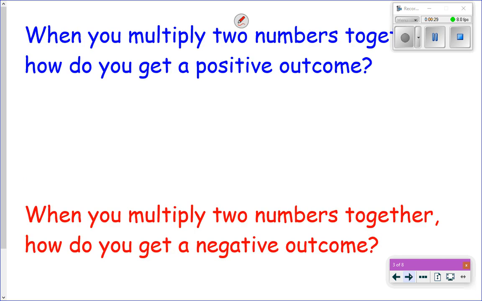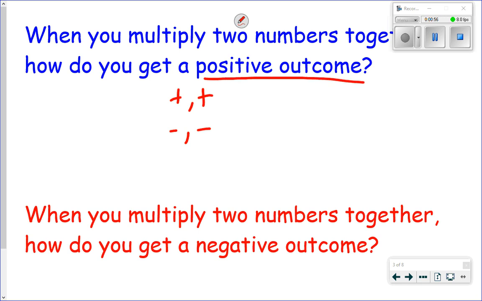Okay, we need to talk about some rules here. It's going to matter what sign you have with the numbers when you're factoring, so we need to talk about how you get positives and negatives out of multiplying. When you multiply two numbers together, how do you get a positive outcome? Well, we know that a positive and a positive gives me a positive outcome. What else gives a positive outcome? A negative and a negative. Okay, so write that down: write positive outcome, and then write positive, positive, negative, negative.